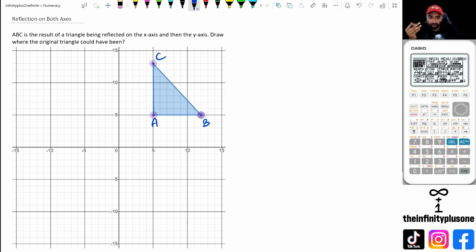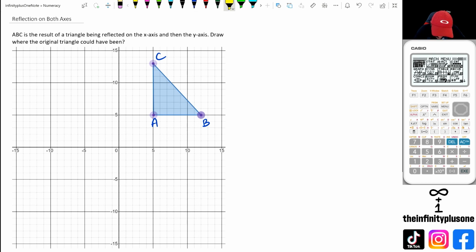Now, it doesn't matter which way you start from. Either way you start, you're going to be able to figure this out. So you could figure this out on the y-axis first and then reflect it on the x-axis, or do it on the x-axis first and then reflect it on the y-axis. So I'm going to do the y-axis first. So what I'm going to do is have a look at this.